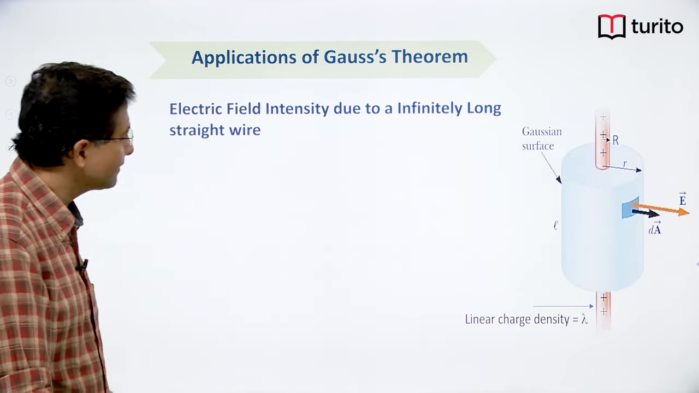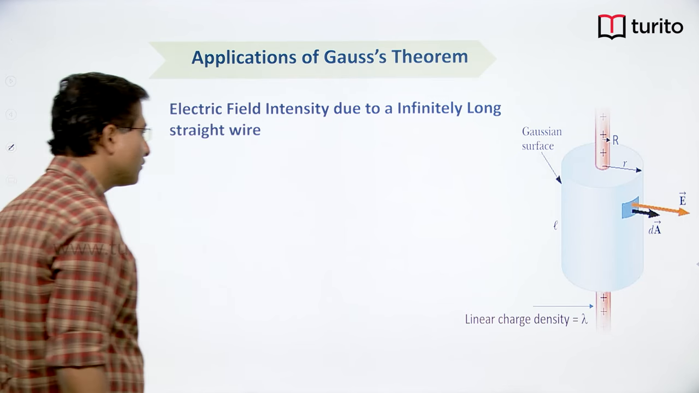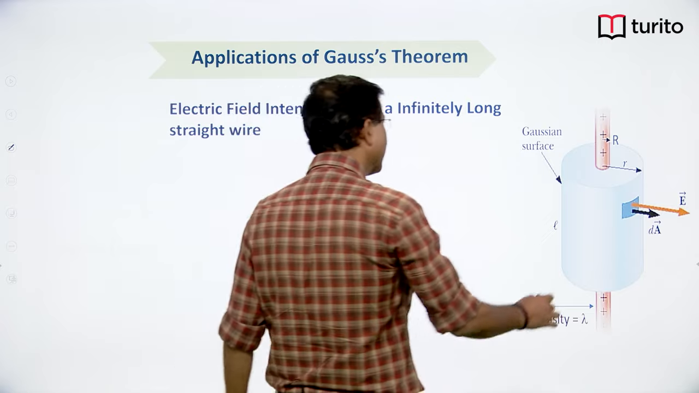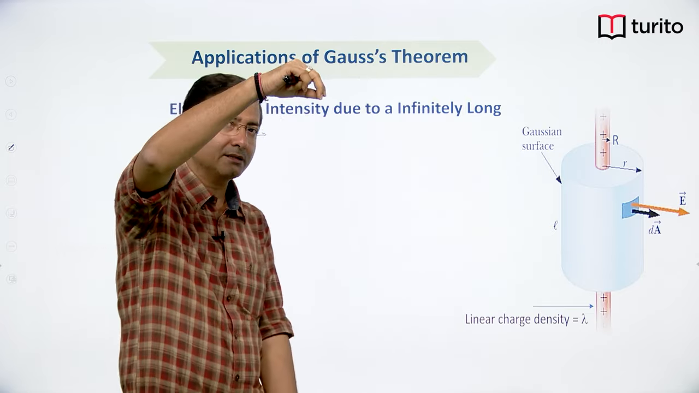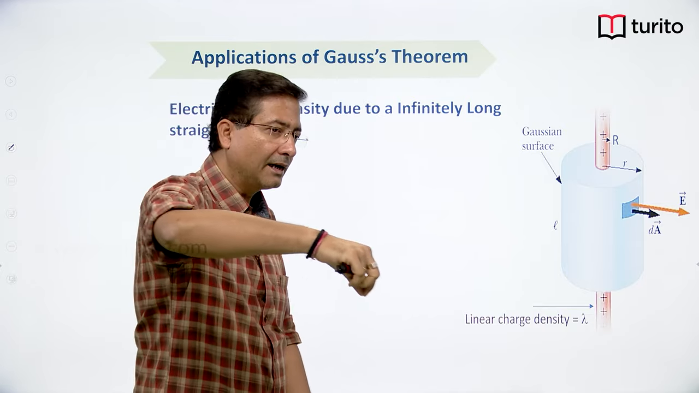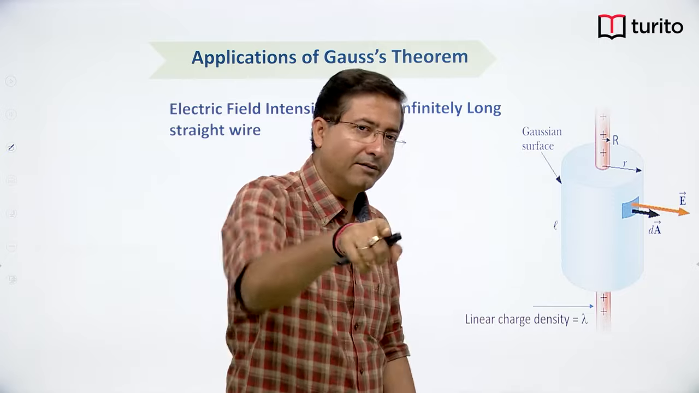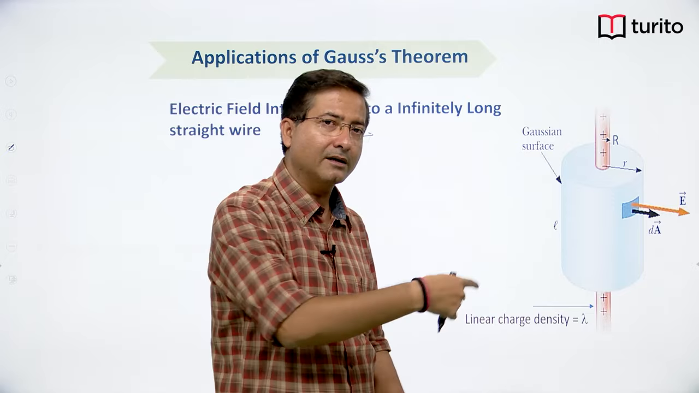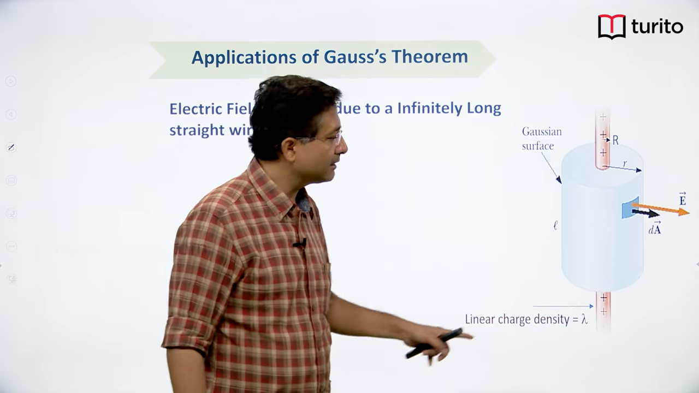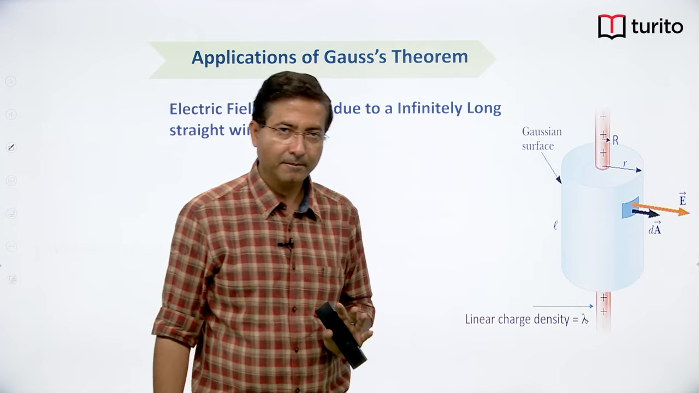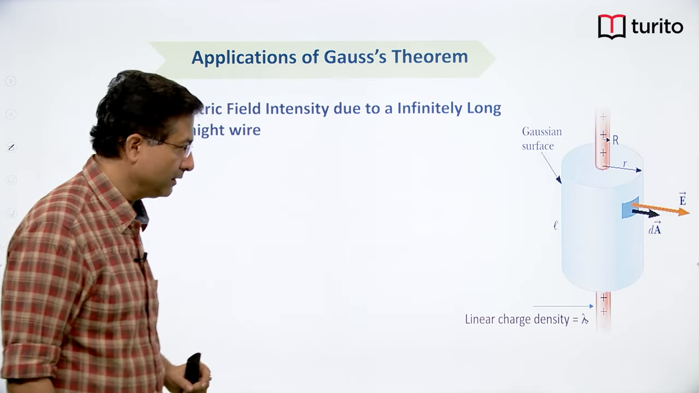Similarly, if I take a long wire, a very long wire, and I want to find out the field from the long wire at distance r. So a very long wire you visualize, and I want to find the field at distance r. As the wire is very long, the field will be everywhere perpendicular to the wire in the outward direction because the charge is positive. Let the linear charge density be lambda, right. Now at distance r I want to find out the field, okay.